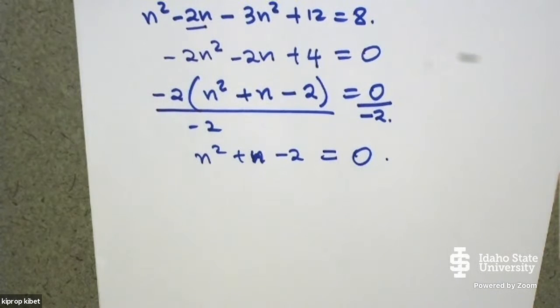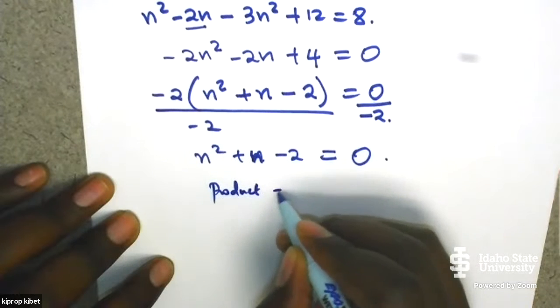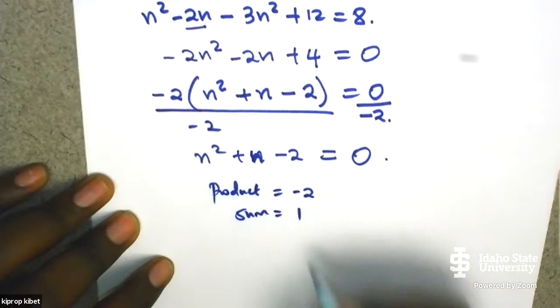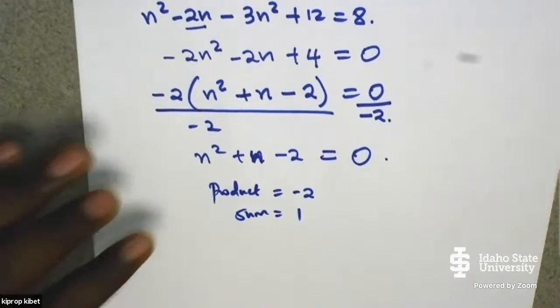And now, using the methods, look at that, is that a perfect square? It is not, right? So use the AC method. The product is equal to minus 2, and the sum is equal to 1. What are the two numbers? 2 and negative 1.